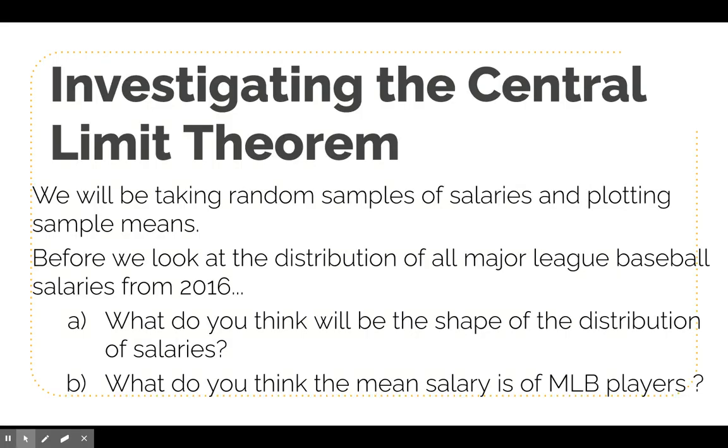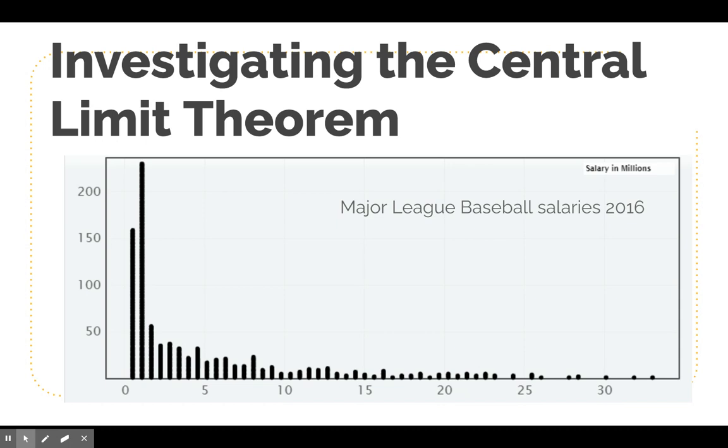So first off, let's see what happens. It'll kind of help us establish the central limit theorem. So say we're taking random samples of salaries and plotting the sample means. Before we look at the distribution of all Major League Baseball salaries from 2016, think about what you think will be the shape of the distribution, and what you think the mean salary is of the Major League Baseball players once we look at these graphs.